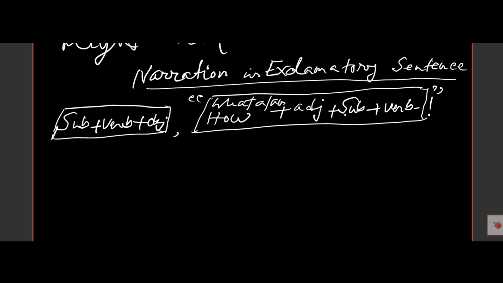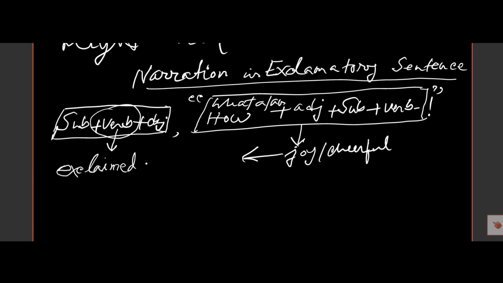So, we know an exclamatory sentence expresses feelings or emotions, and if the reported speech expresses joy or cheerfulness, then the reporting verb said to will be changed into exclaimed with joy.